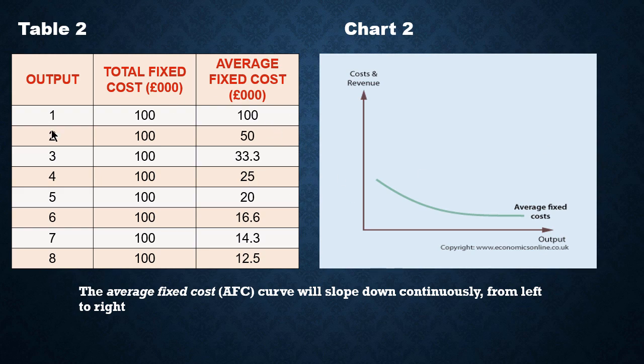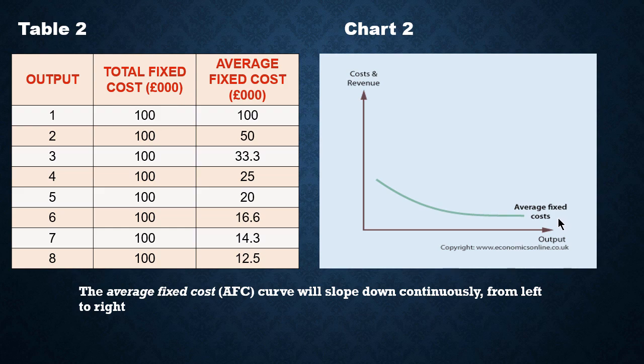The next table and graph is the average fixed cost. Average fixed cost will slope down continuously from left to right. So we can see this one. This is the average fixed cost. It will slope down continuously from left to right until here. So that's the appearance of our average fixed cost.